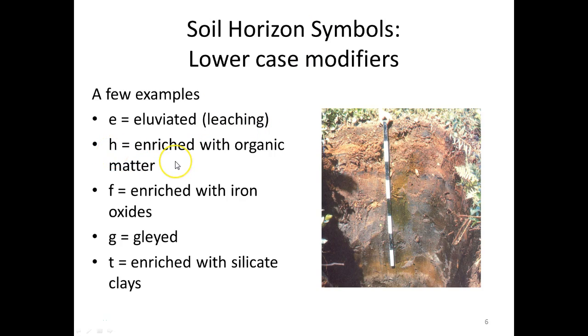Lowercase a means enrichment of organic matter. Lowercase f means enrichment with iron oxides. G refers to a horizon that is gleyed, and t refers to a horizon that's enriched with silicate clays. We'll explore these in more detail in coming lectures and exercises.